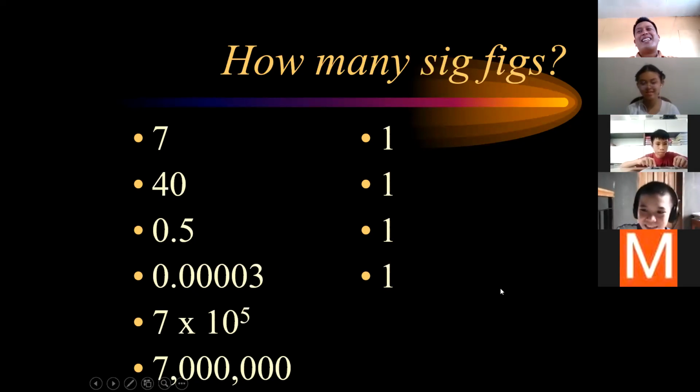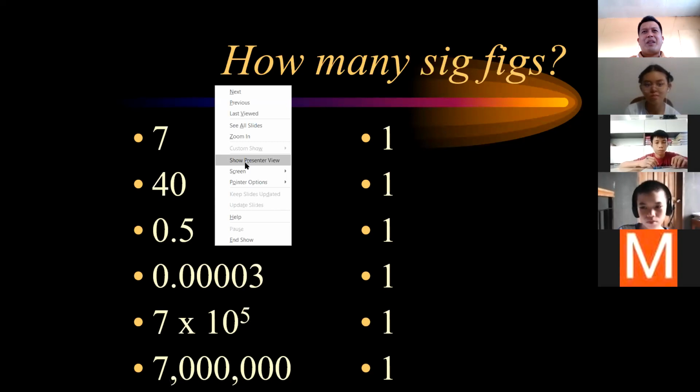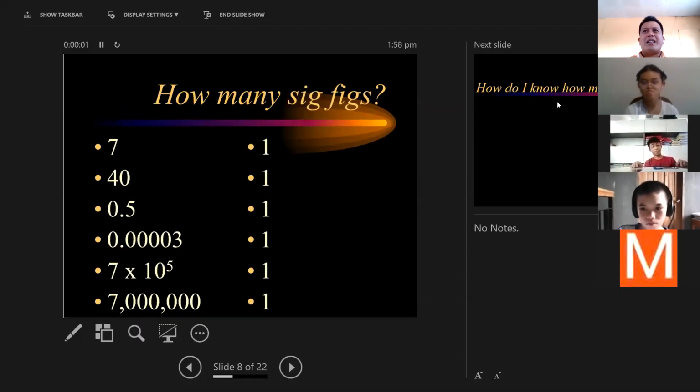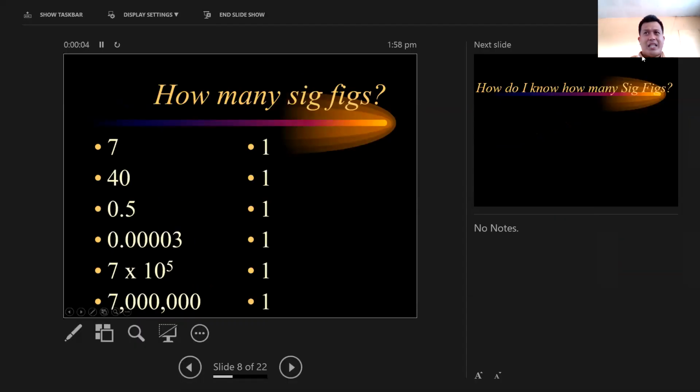It's still 1. No? And then the next one, 7 times 10 to the power 5, it's still 1. And 7,000 is just the same as this one, only that this is 7 times 10 to the power 6, is also 1. That is showcasing the first rule, all non-zero digits are significant.